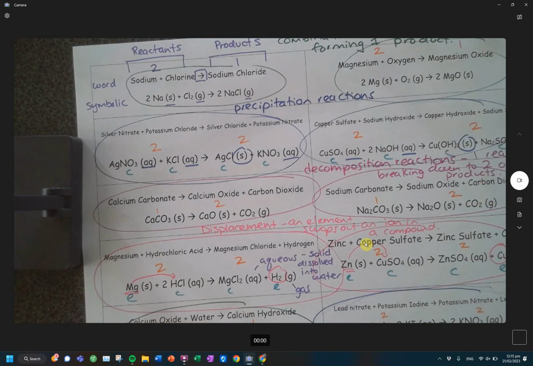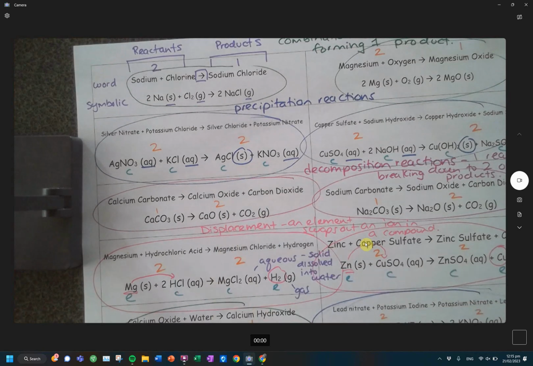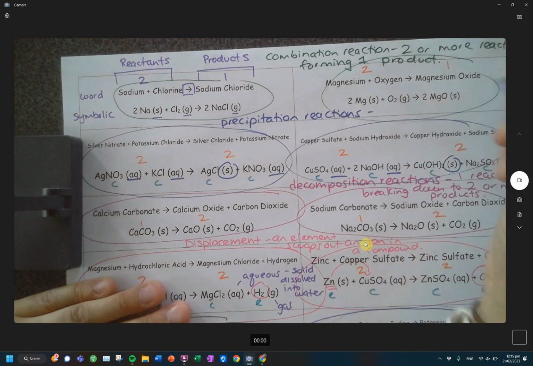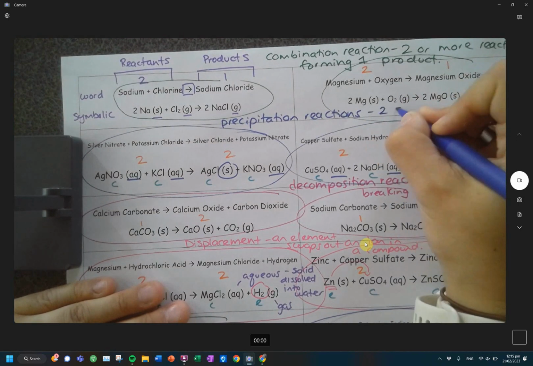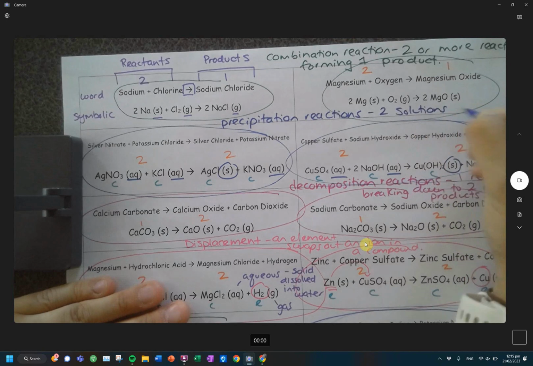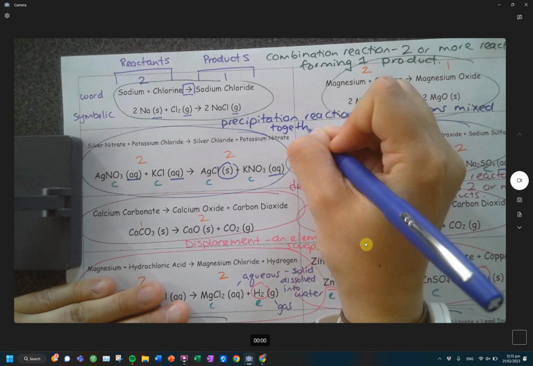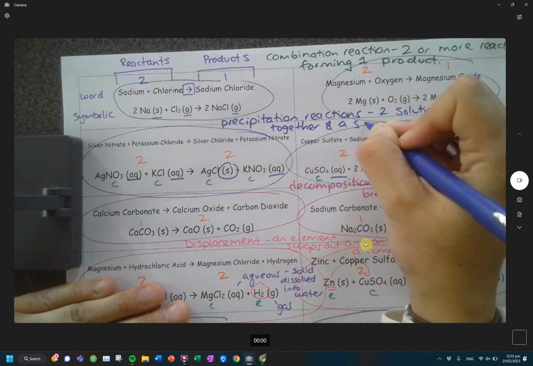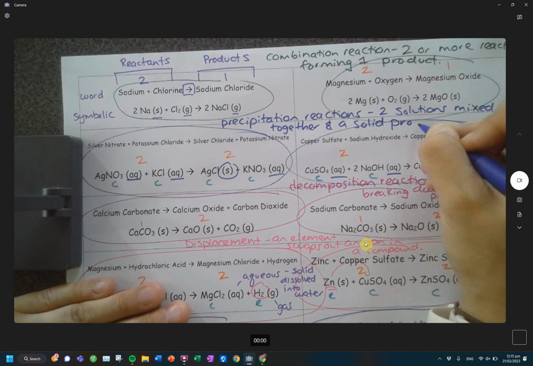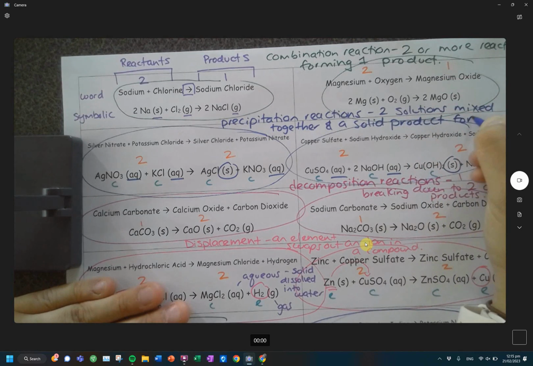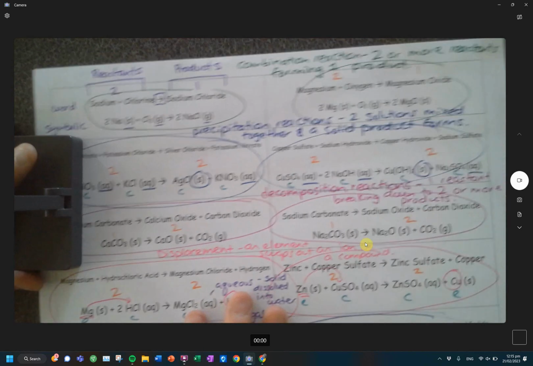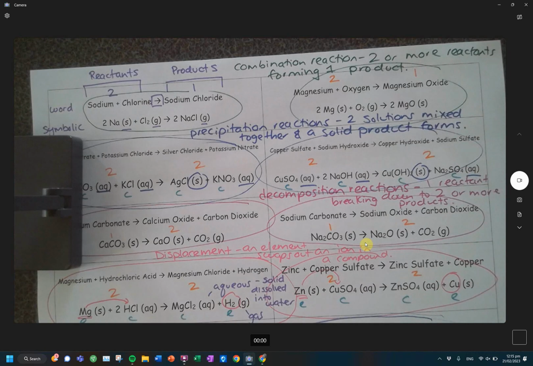So you've heard the term precipitate, like it's raining. So when people say it rains, it precipitates. In this case, it's precipitating a solid. So it's forming a solid when we mix these two things together. So precipitation reactions, we have 2 solutions mixed together, and a solid product forms. So those are our 4 different types of reactions.